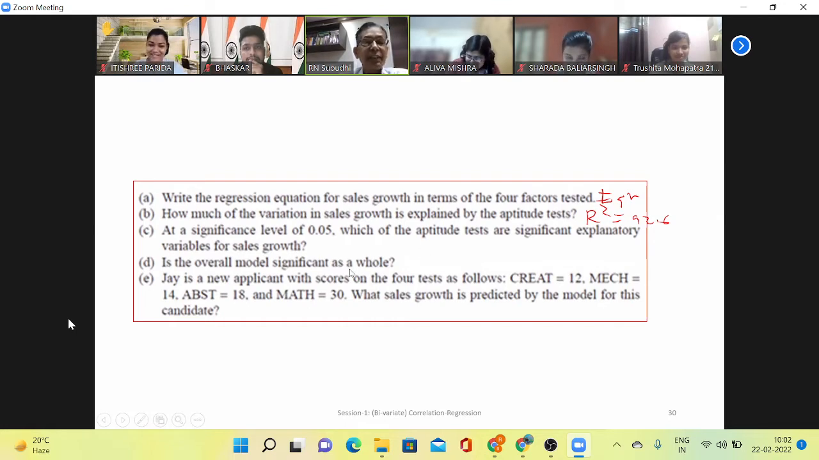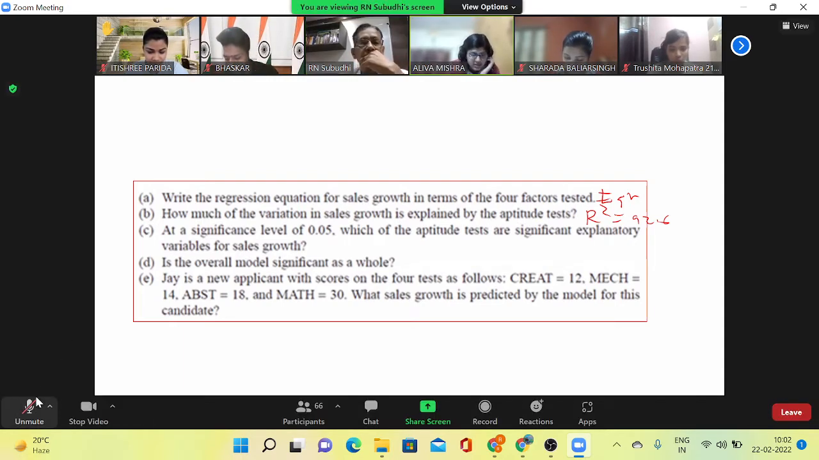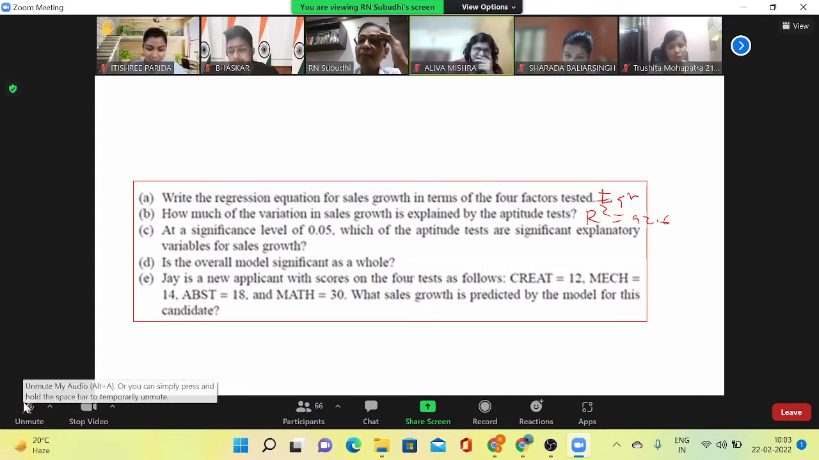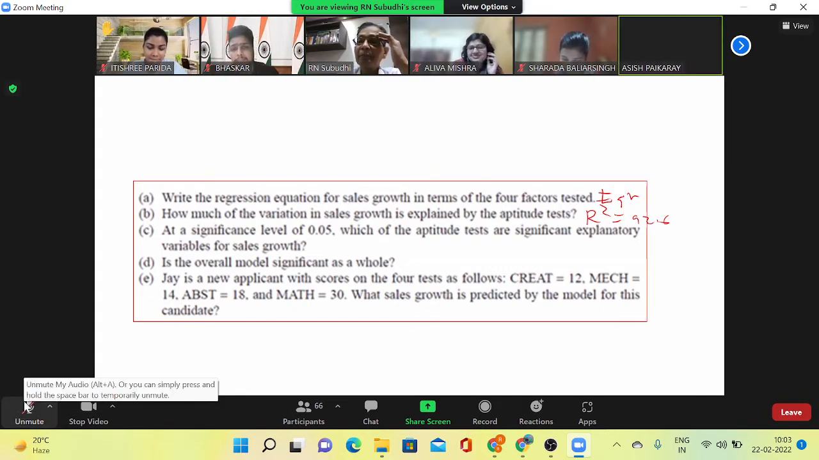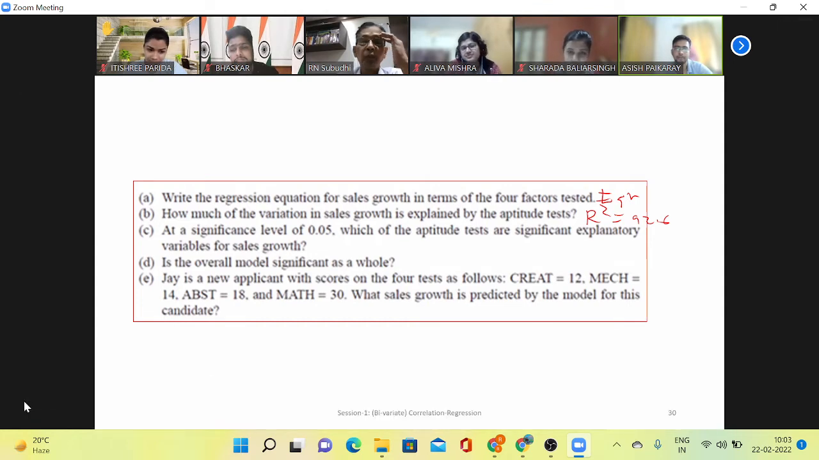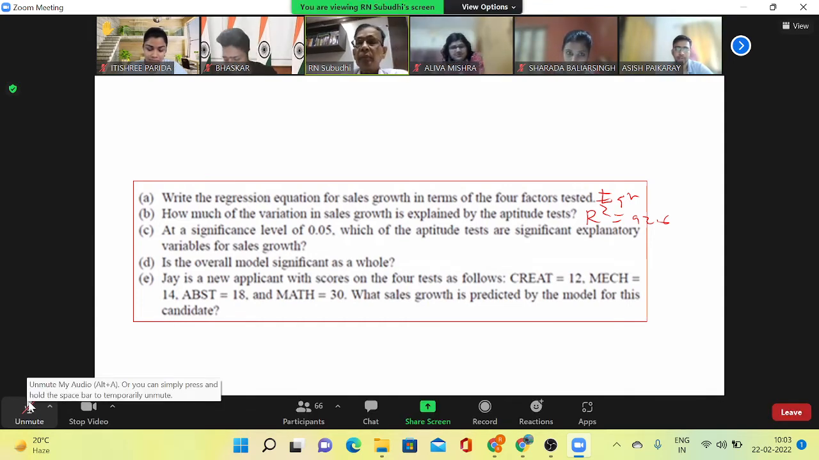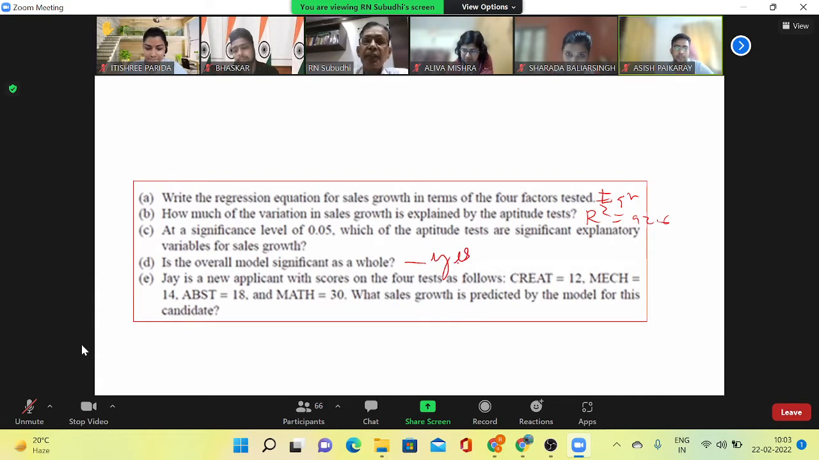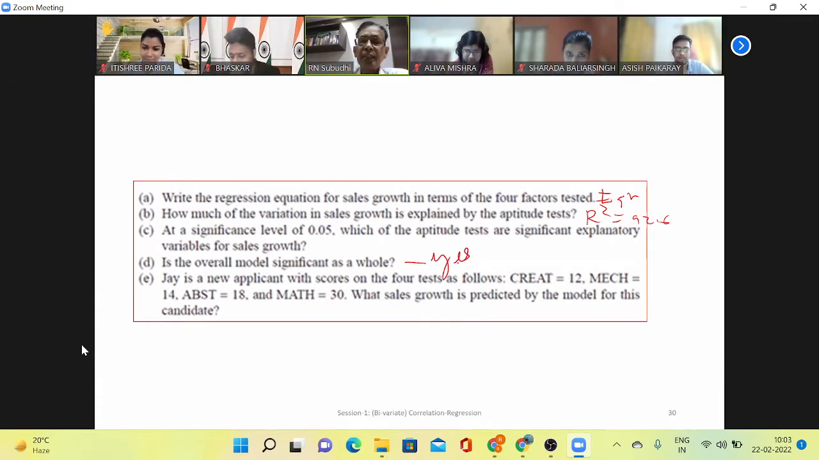So next bit, Aliba, what is the meaning of D bit? Overall, sir, significant means we will see the final P value. So we will check the last P value. So what is the answer? Less than 0.05 is significant. So can you write just yes? Just write yes, you get 1 mark. Okay. Yes.